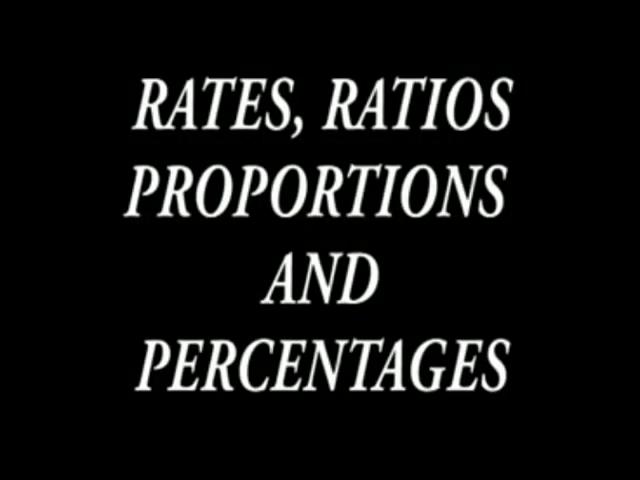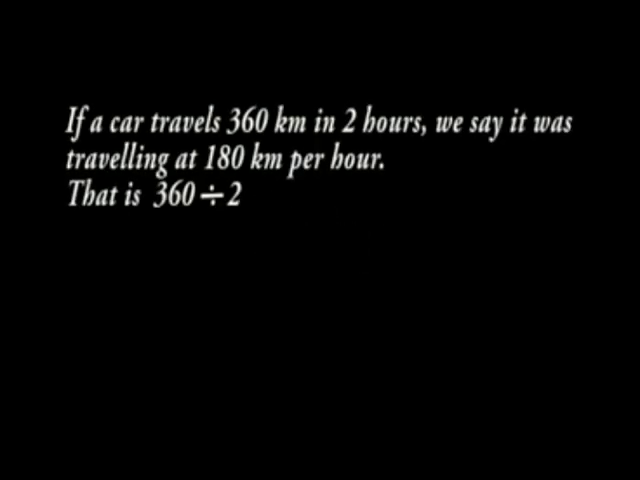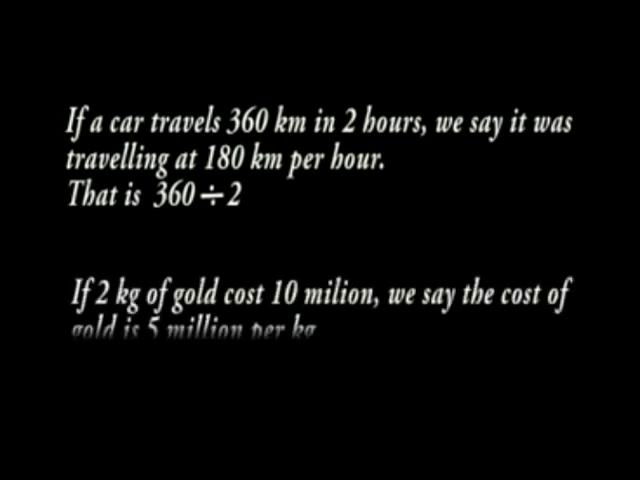Rates, ratios, proportions, and percentages. Rates. If a car travels 360 kilometers in 2 hours, we say it was traveling at 180 kilometers per hour. That is 360 divided by 2. If 2 kilograms of gold costs 10 million, we say that the cost of gold is 5 million per kilogram.